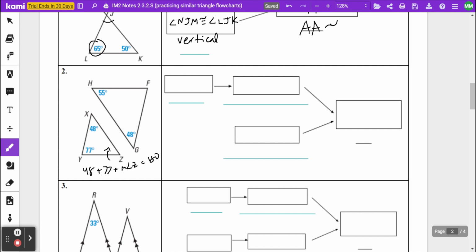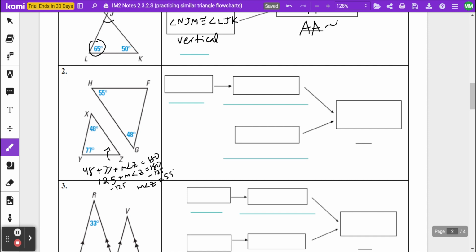That means that 125 plus the measure of angle Z equals 180. I subtract 125 from both sides, and I get that the measure of angle Z is equal to 55 degrees, which is great. That means it equals angle H. Okay, I can use angle.